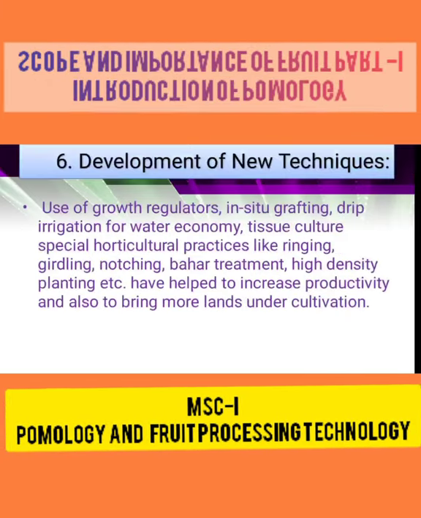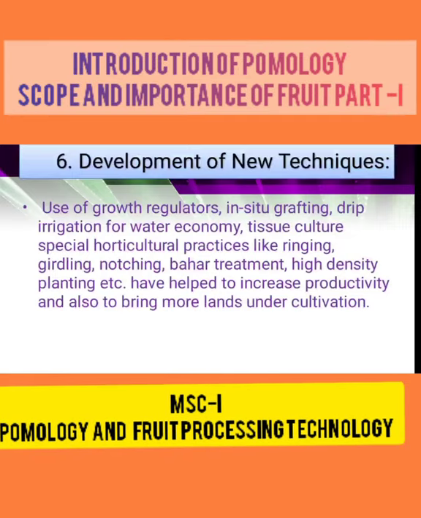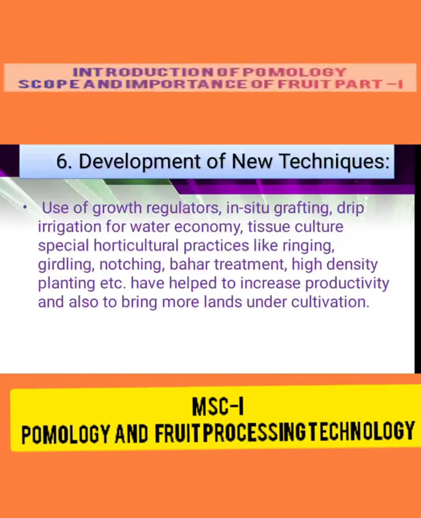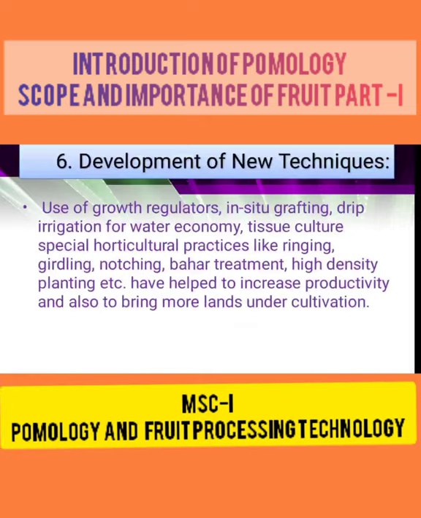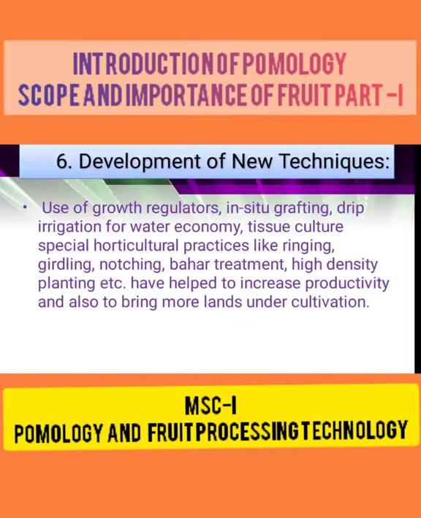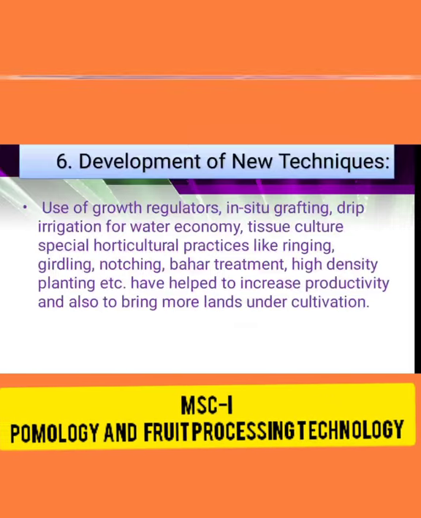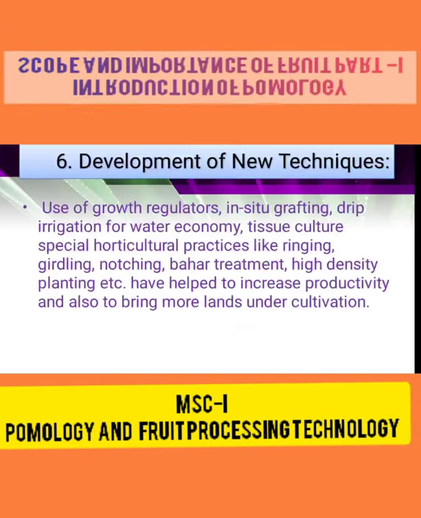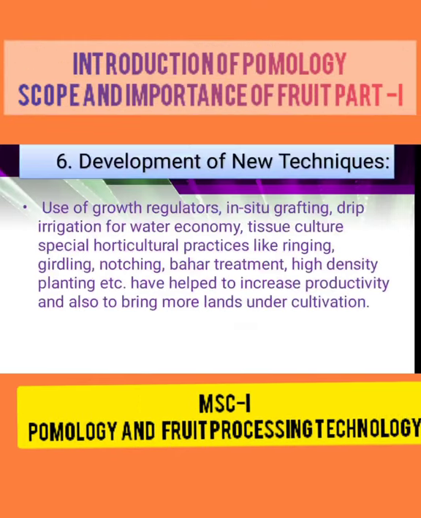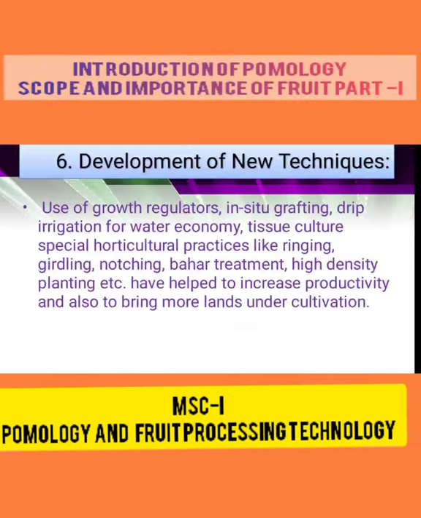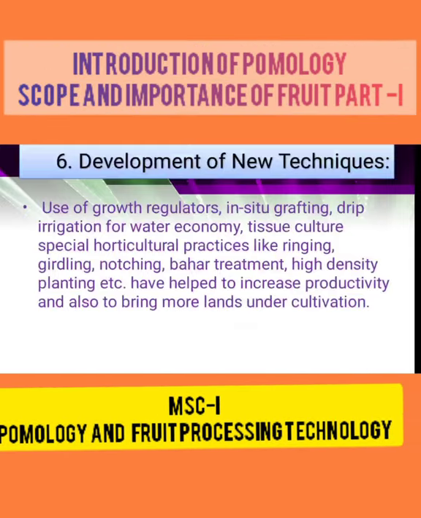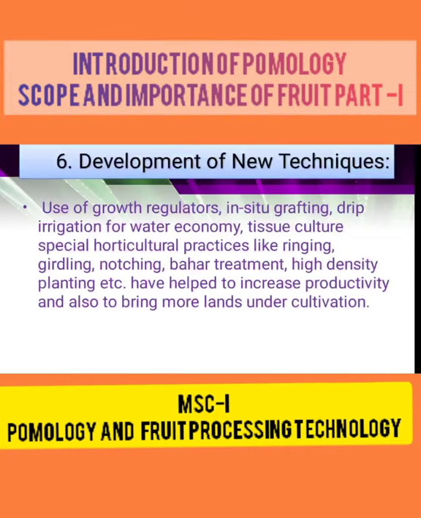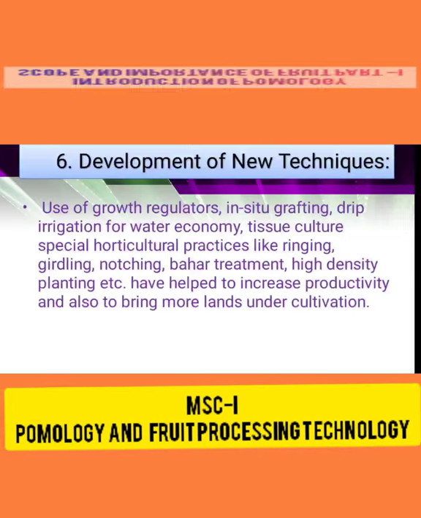Development of new techniques. Previously, there were some crops where, due to some common diseases, the plant would die or the cultivation did not go properly. But nowadays different techniques have arisen, due to which fruit cultivation has become easier, and most of the generation is turning to fruit cultivation. Which are such technologies? Let's see.